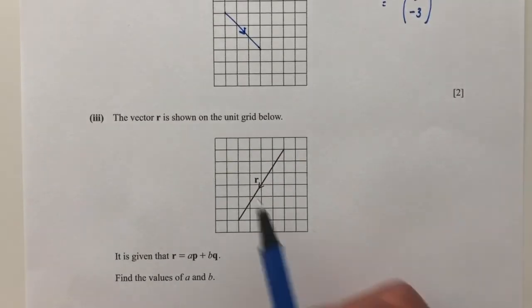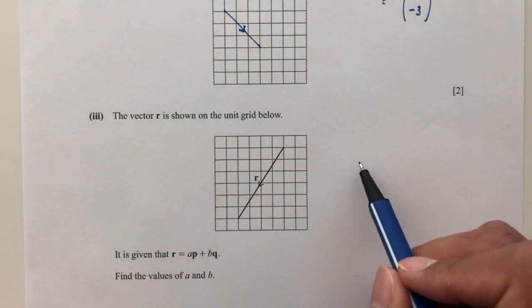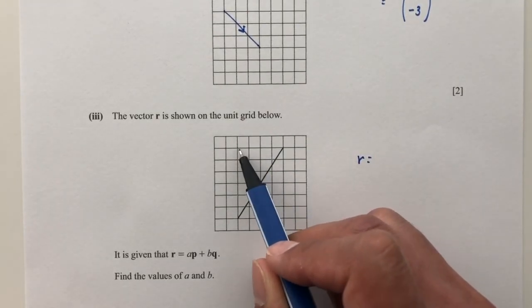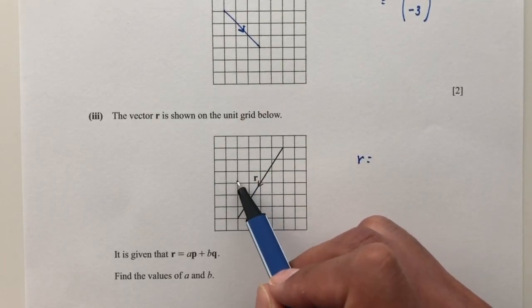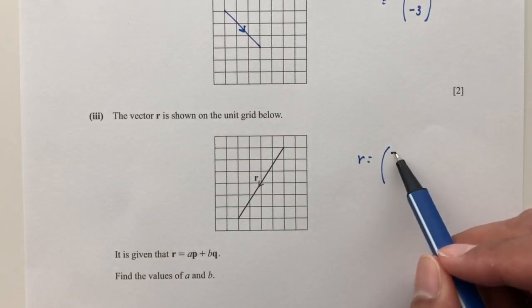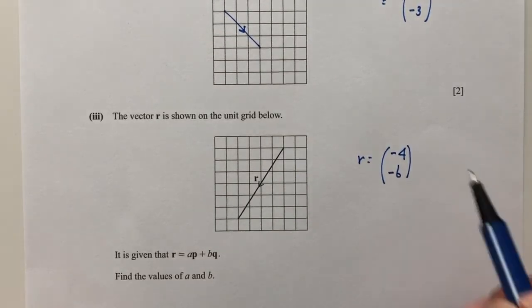Now the vector R is shown in the unit grid below. This is your vector R. So what is the vector R? Let's count. This is 1, 2, 3, 4. 1, 2, 3, 4, 5, 6. It is 4 to the left. Left is minus. And to the bottom, it is minus 6.